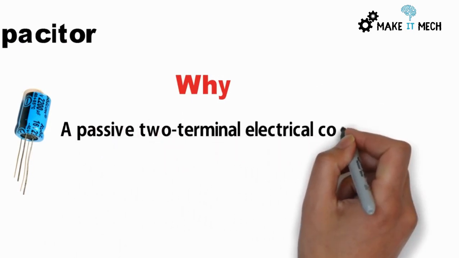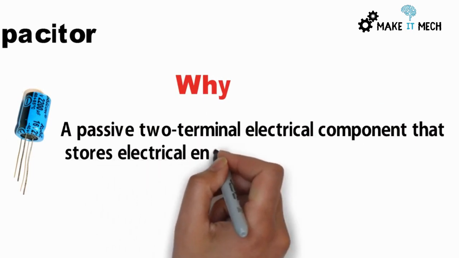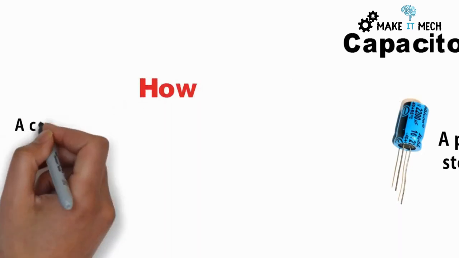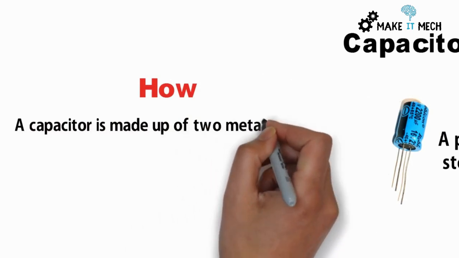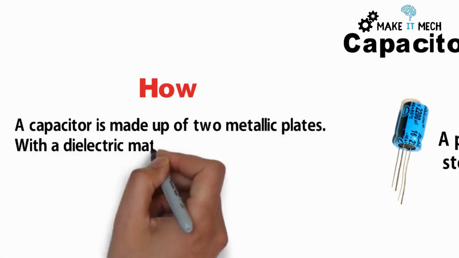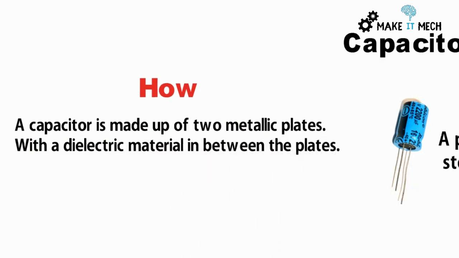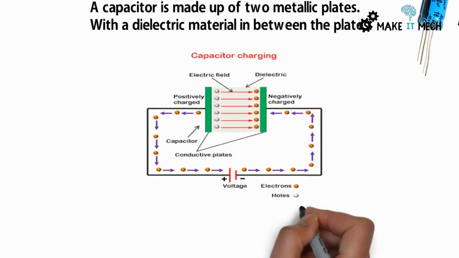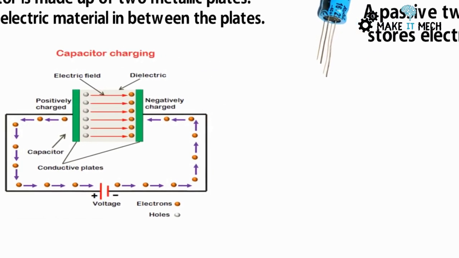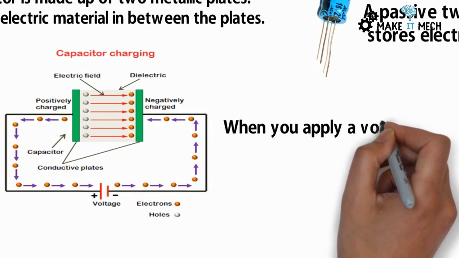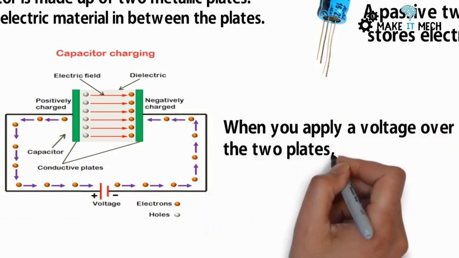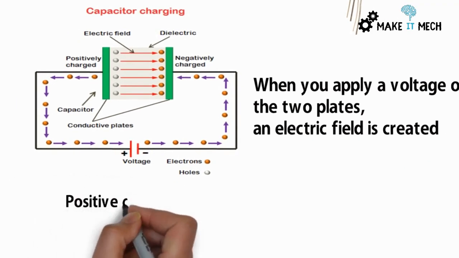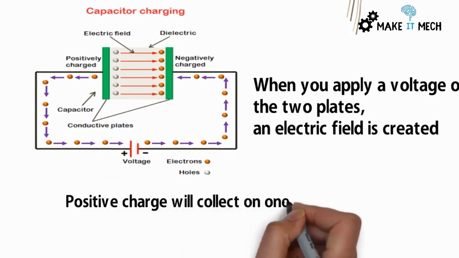The capacitor is a passive two-terminal electrical component that stores electrical energy. How does a capacitor work? A capacitor is made up of two metallic plates with a dielectric material in between them. Here we have two conductive plates. When we apply a voltage over the two plates, an electric field is created. Positive charge will collect at one plate and the negative charge on the other one.